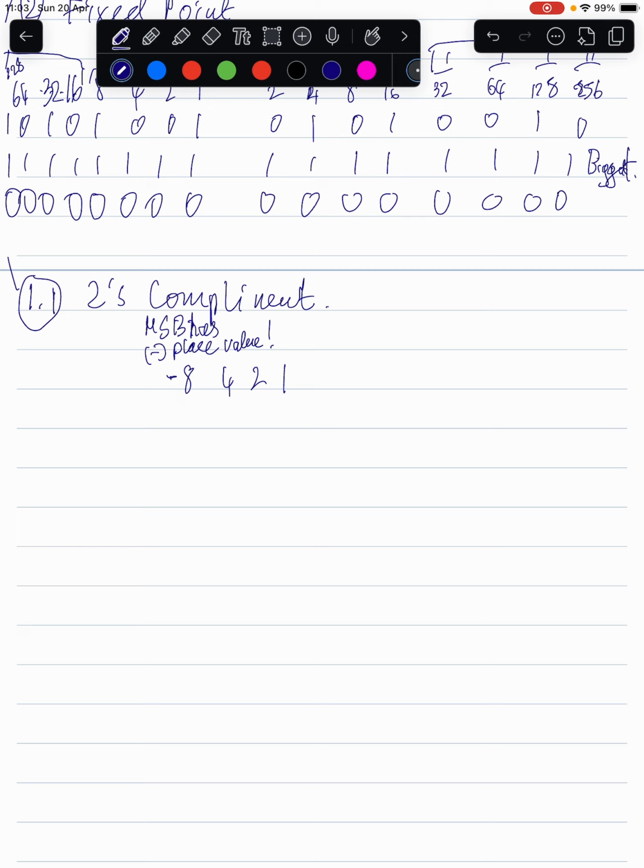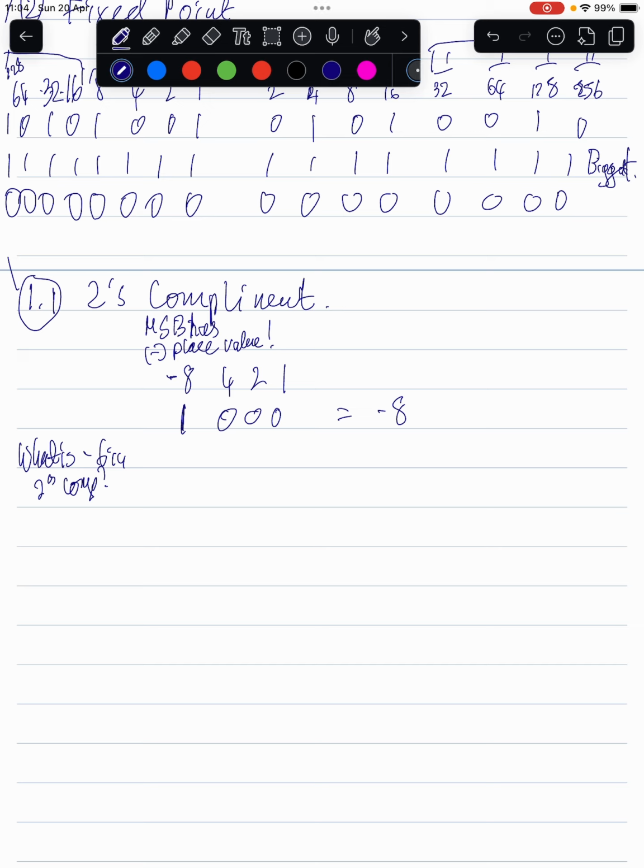Right, so if we had 1001, or even 1000, that would be -8. Okay. All right, so what is -6 in 2's complement? That's the question. Now if you can look at the column headings and see how to do it, that's fine, but I want to show you another way.